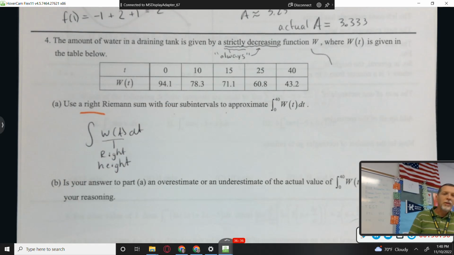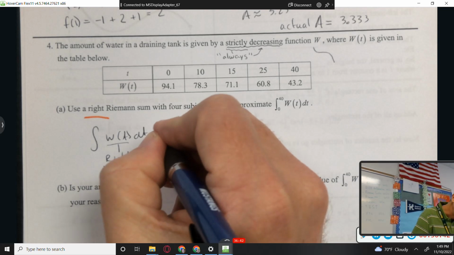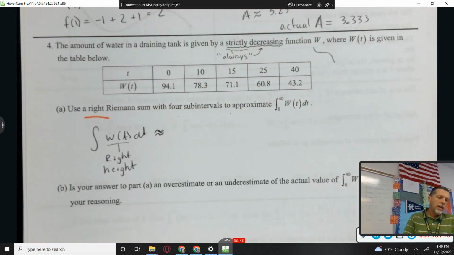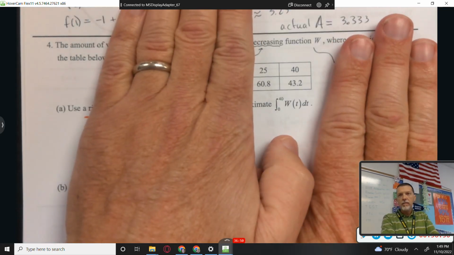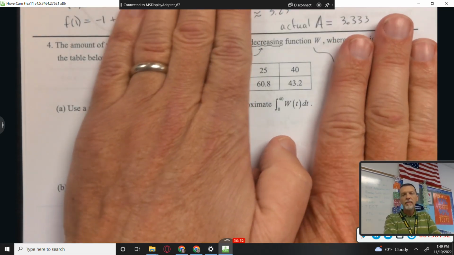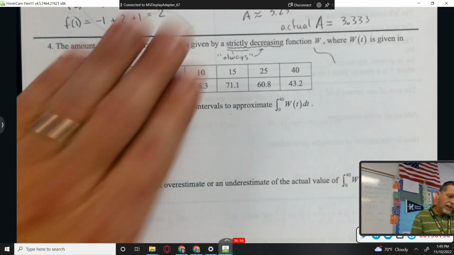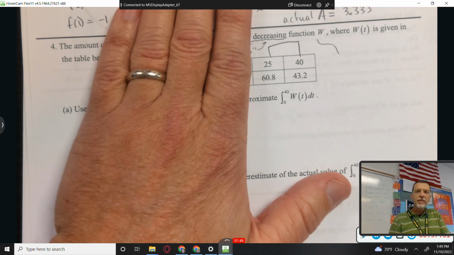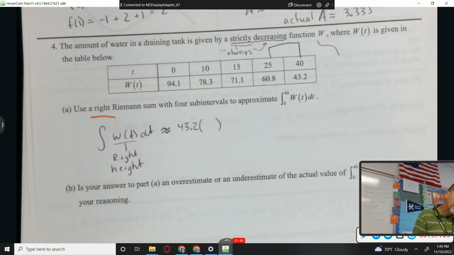Right meaning correct, but right meaning from the right. So we will approximate it with the right-hand heights. And you guys voted that you wanted to come from the right, and I'm fine with that. So I'll look at my rightmost rectangle, and what height will I use out of that rectangle? 43.2. And how wide is that rectangle?